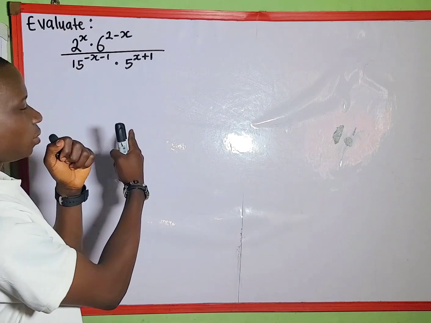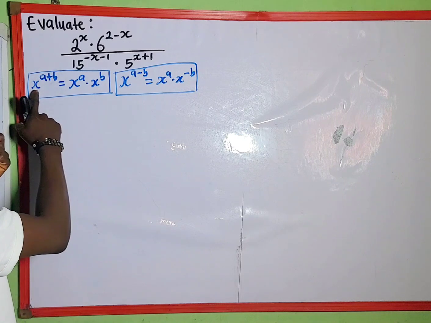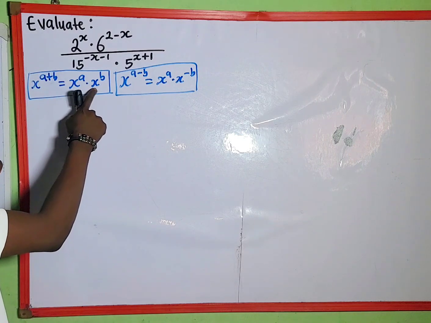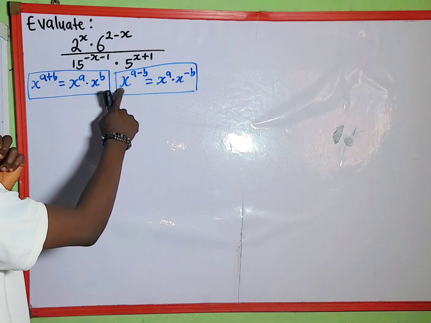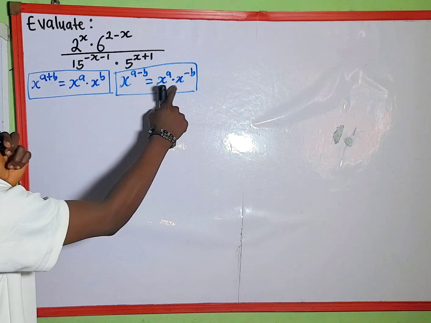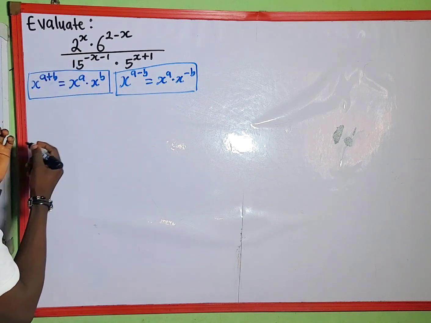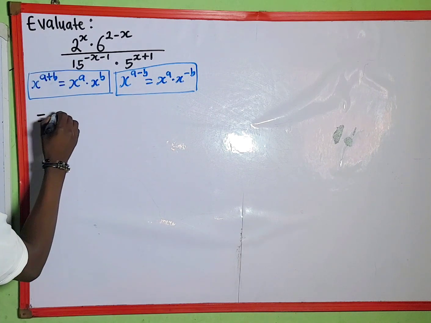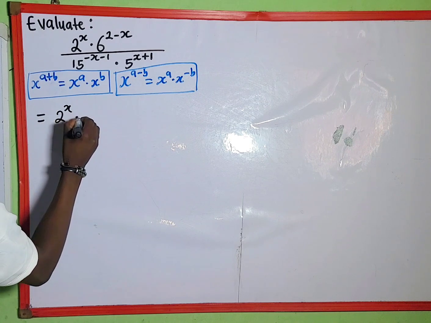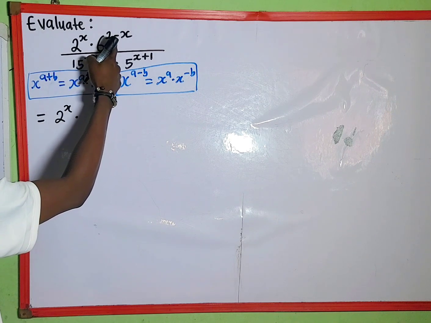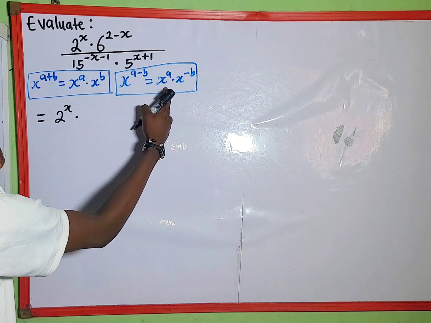To evaluate this expression, the first thing we need to do is to recall these two properties. Here is the first property: when we have x raised to the power of a plus b, it can be split as this. And also when we have x raised to the power of a minus b, it can be split as this. Now, consider this equation. We have 2 raised to the power of x multiplied by 6 raised to the power of 2 minus x. So we're going to apply this second property.